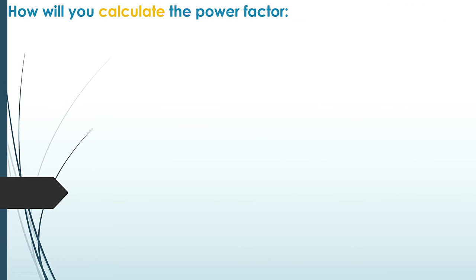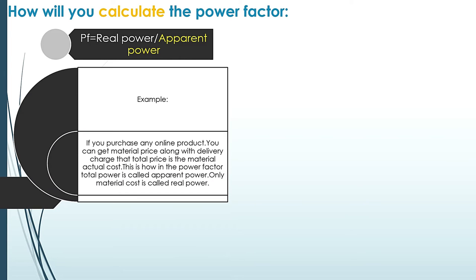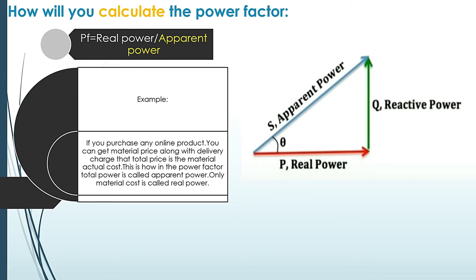Next one is how will you calculate the power factor? What is the formula? PF is equal to real power by apparent power. So this example also we are giving. And what is real power? What is apparent power? And what is reactive power? See. So real power means consuming power. What is the actual consumption of power? And apparent power is total power taken from the grid, total power. And reactive power is the wastage of power.